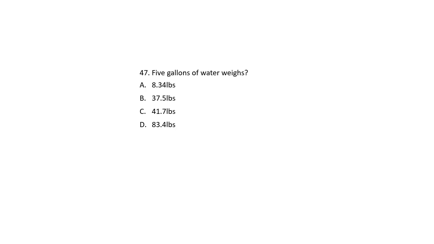5 gallons of water weighs 8.34 pounds, 37.5 pounds, 41.7 pounds, or 83.4 pounds? 1 gallon of water is 8.34 pounds, times that by 5, and you get C, 41.7 pounds.